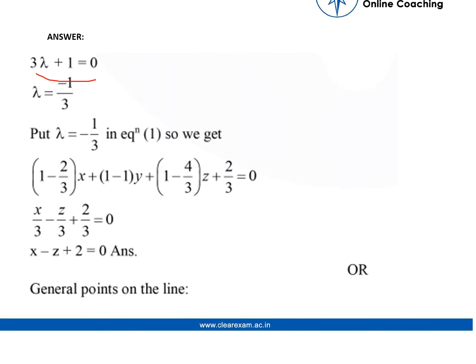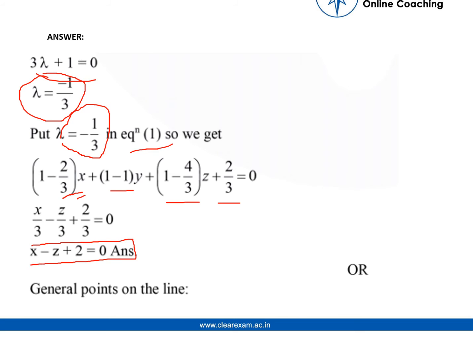By further solving we get the value of lambda as -1/3, and we put this value of lambda in equation 1. So we get (1 - 2/3)x + (1 - 1)y + (1 - 4/3)z + 2/3 = 0. By solving this we get the equation as x - z + 2 = 0.